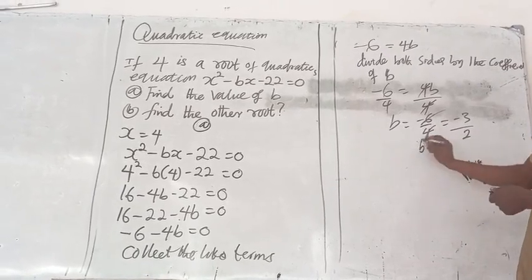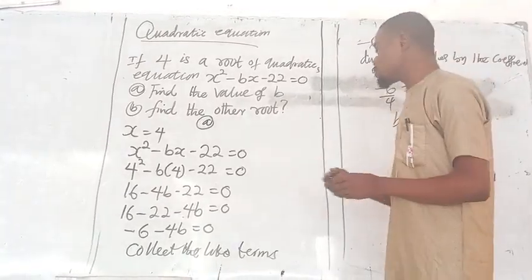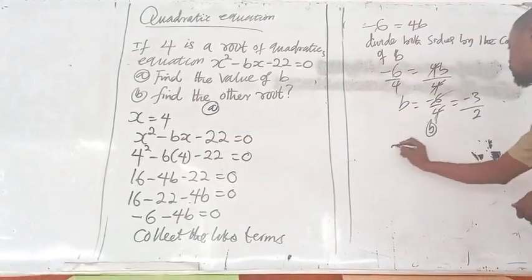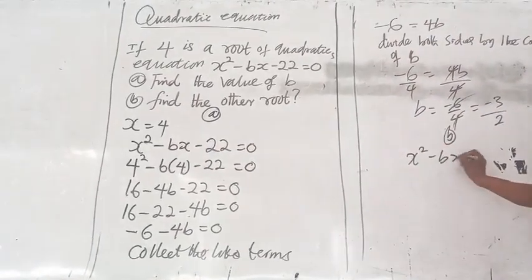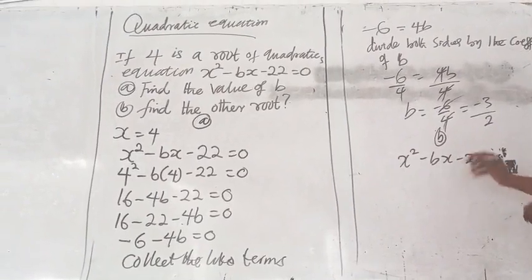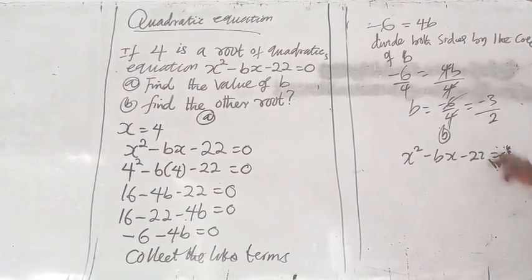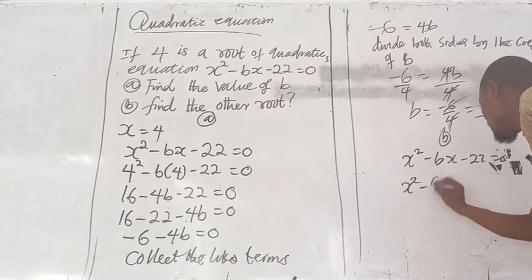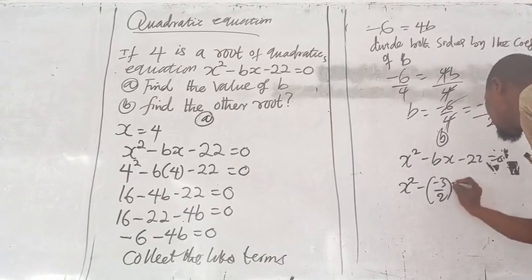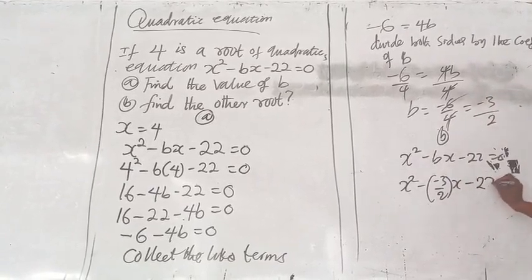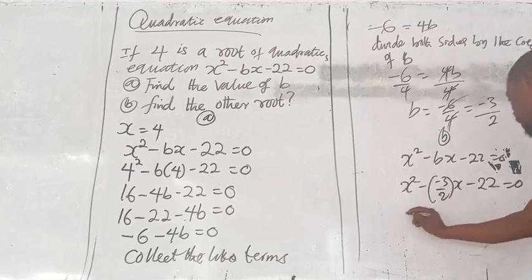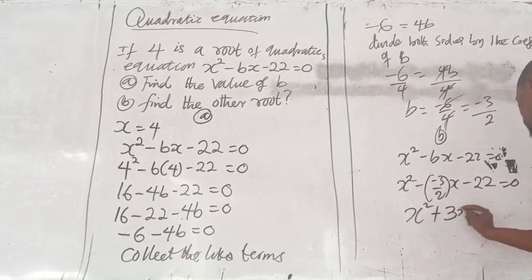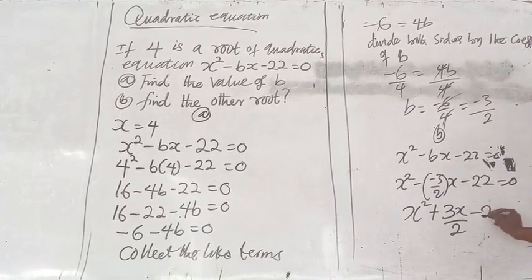Then (b), find the other root. For you to find the other root, you have to rewrite this equation again. We have s squared minus bs minus 22 is equal to 0. Whenever I see b, I'll put minus 3 over 2. So we now have s squared minus, b is minus 3 over 2, then times s, minus 22 is equal to 0. We have s squared, minus times minus is plus, 3s all over 2 minus 22 is equal to 0.